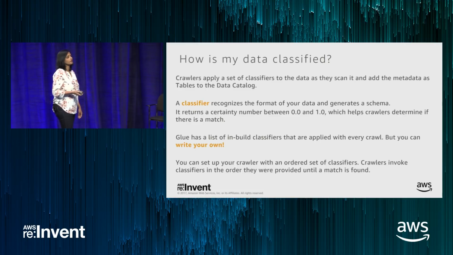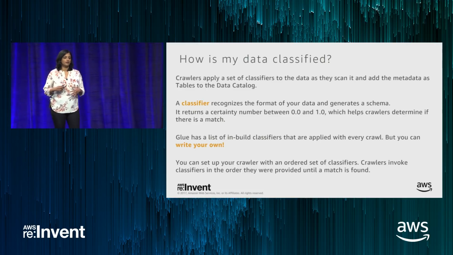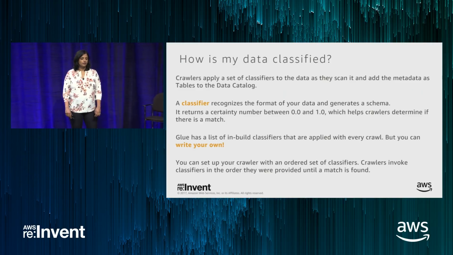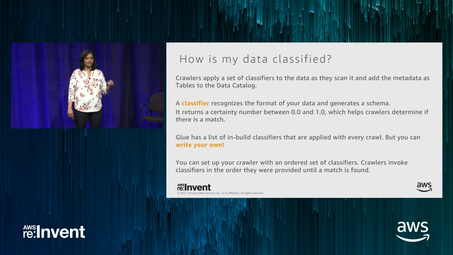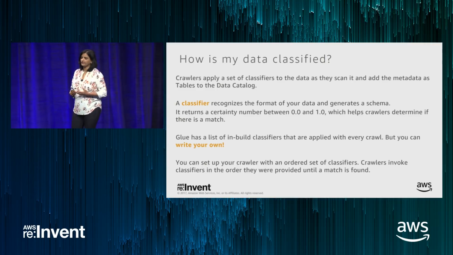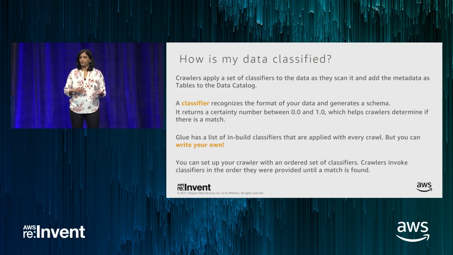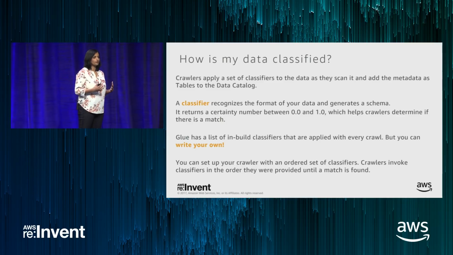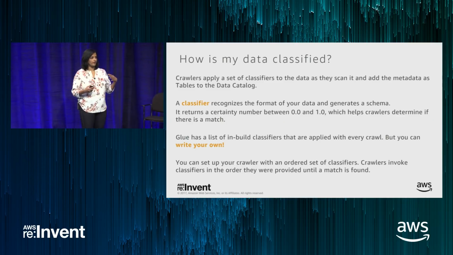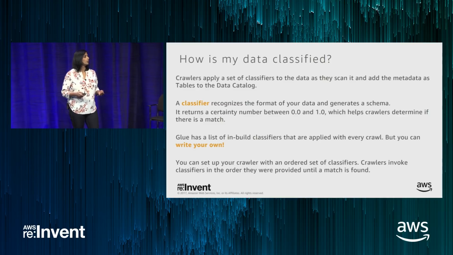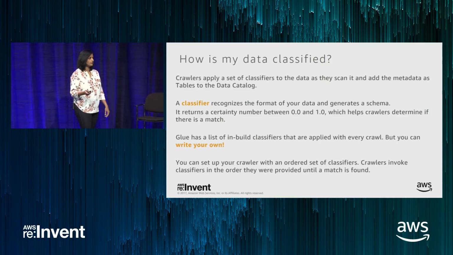So how do crawlers automatically detect your schema, extract it, identify what classifiers to apply, and then classify your data? So what crawlers do is they sample your data, and then based on the sample, they apply a set of classifiers to that sample data set. And based on what certainty number is returned, they determine if there was a match or not. If there was a match, then the crawlers will use that classifier to extract the schema, as well as apply that classification to your table. Glue provides a set of built-in classifiers, but you can write your own, and we'll take a look at how you can do that in just a few minutes.